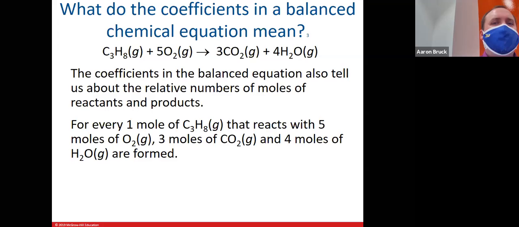Well, since moles are a standardized unit, we can use them in the same kind of way that we did molecules. Every mole of propane is going to react with 5 moles of oxygen to give me 3 moles of carbon dioxide and 4 moles of water. That's what those coefficients mean.